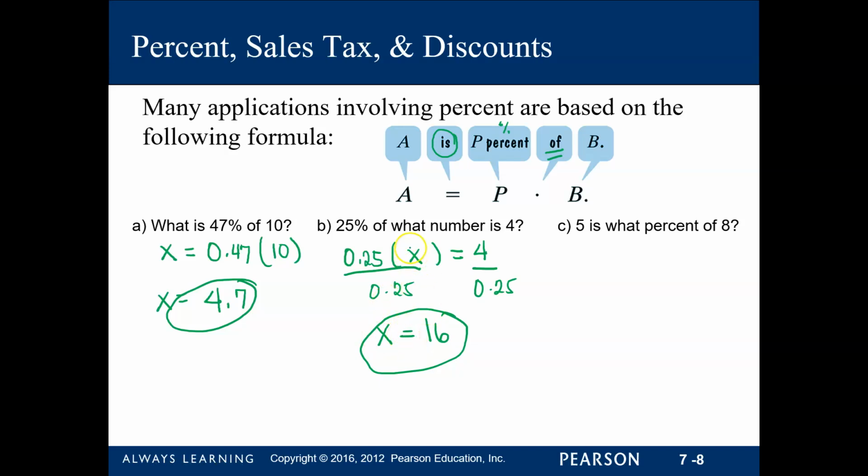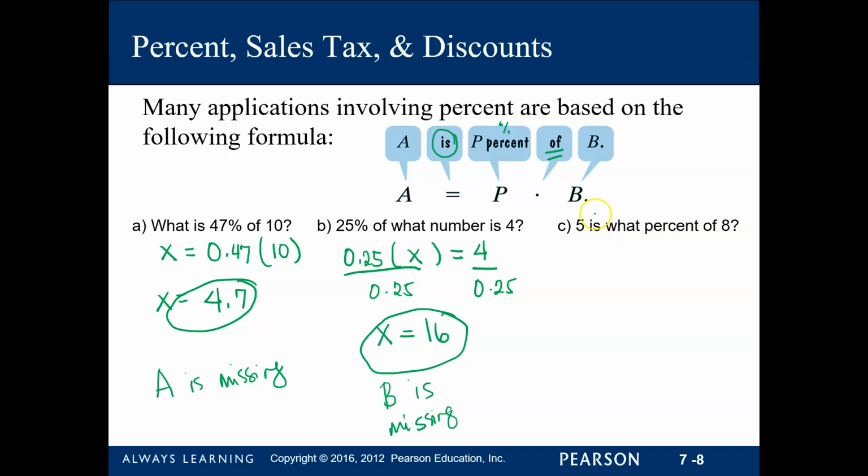This is a second type of percent problem. In the first part, a is missing. In this second example, as you can see, the one that was missing is the one after "of." So right after "of," the b is missing. Okay. So obviously our third example, 5 is what percent? So the p is missing in this particular problem.